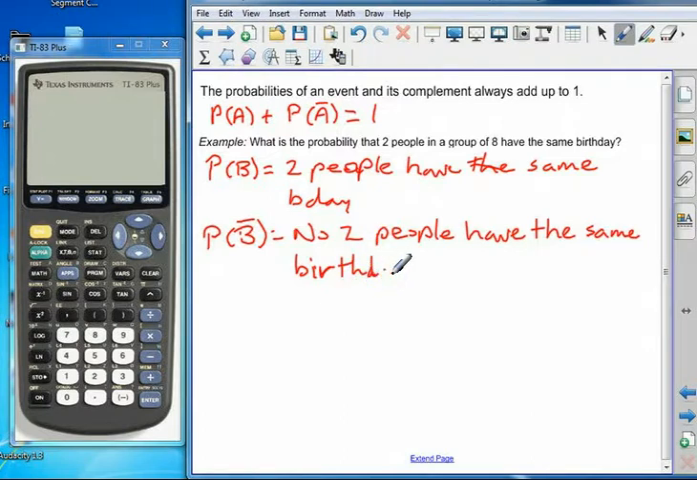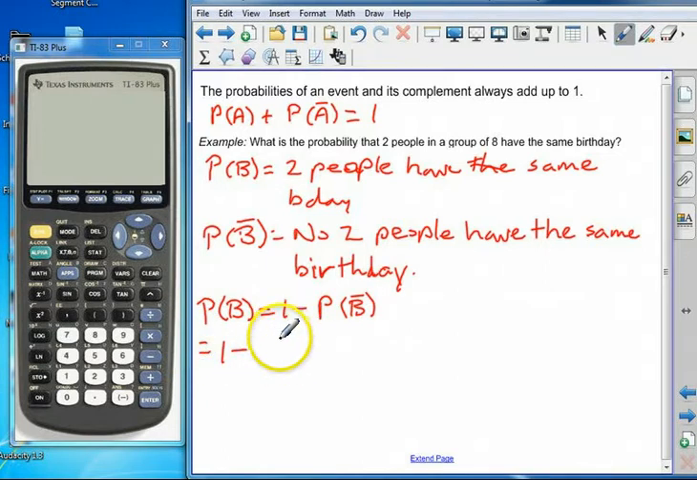Now, why do I want to do that? Because it's much easier for this example to calculate the probability of not B than the probability of B. So what we'll do is we'll say, well, the probability of B, which is what we want, is going to be 1 minus the probability of not B, which is easy to calculate. So that's going to equal 1 minus.